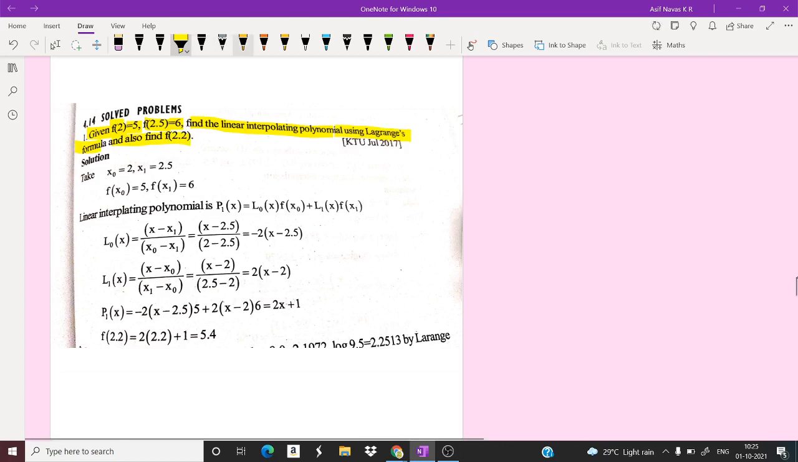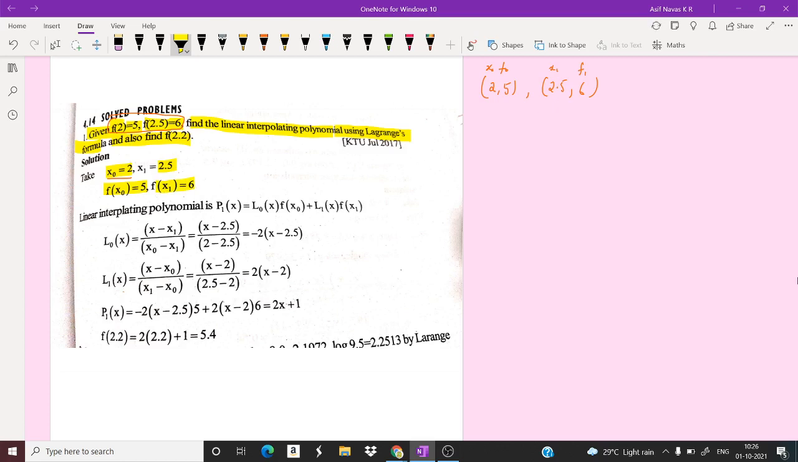2.2. We have given only two values, so we will get a Lagrange linear polynomial. We have x naught is 2, that means 2, 5 and 2.5, 6 is given. So x naught, f naught, x1, f1 is given. x naught is 2, x1 is 2.5, f naught is equal to 5, f of x1, that is f1, is 6.